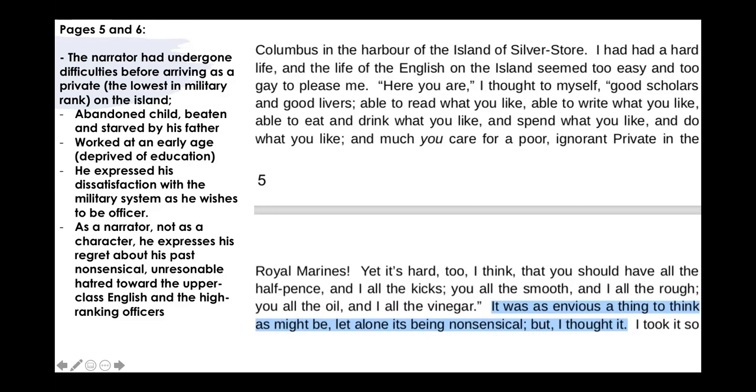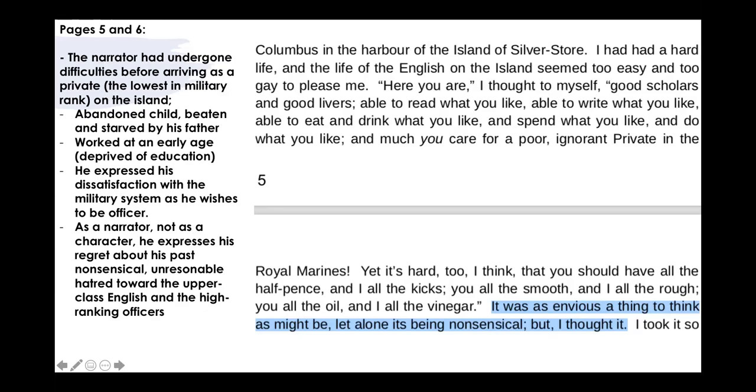Yes, it's hard too. I think you should have all the half pants, means you benefit from the best of things. But I can't benefit from it. I can't get anything from it. And I all the kicks. So you get the best and I get the worst. And you all the smooth and I all the rough. You all the oil and I all the vinegar.